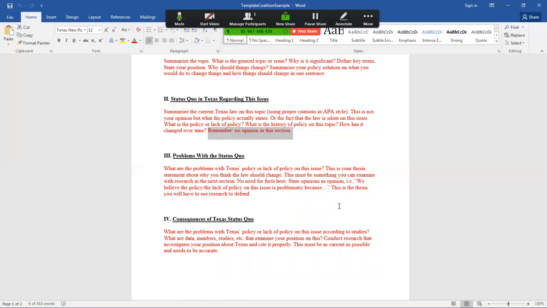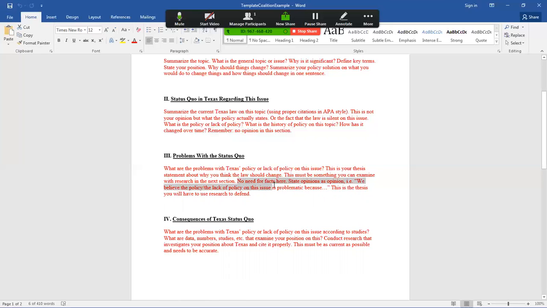If you're talking about how great the Affordable Care Act is, tell me what the problems were before the Affordable Care Act that made us get an Affordable Care Act. Tell me what the problems would be if it were repealed. This is your thesis statement about why you think the law should change, meaning you are in favor of the law and are just saying it should be made stronger, or you're against the law and you want it to be repealed. So you are proposing something in here, something to change, or something to strengthen what exists and not repeal it. So this has to be something you can examine with research.